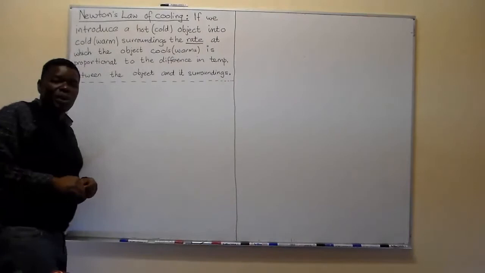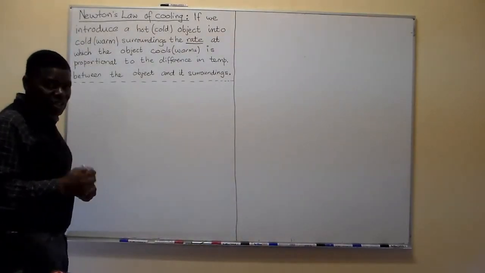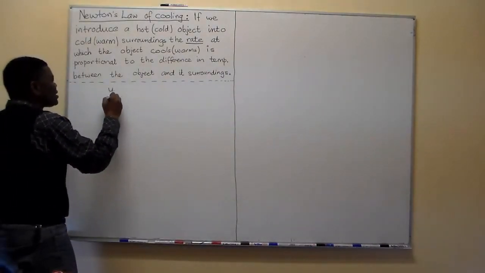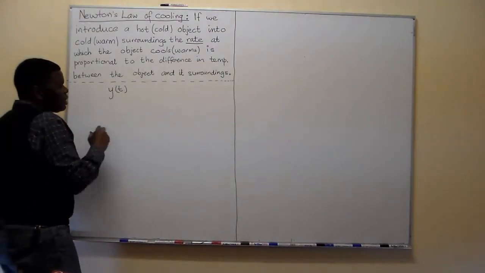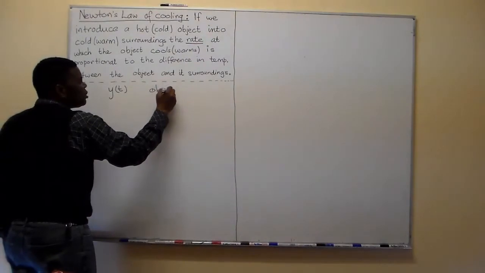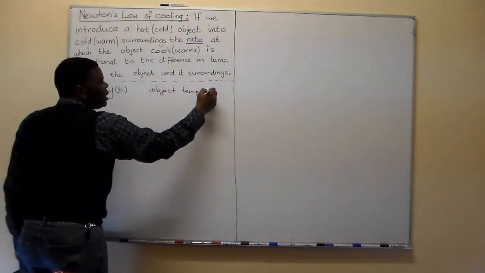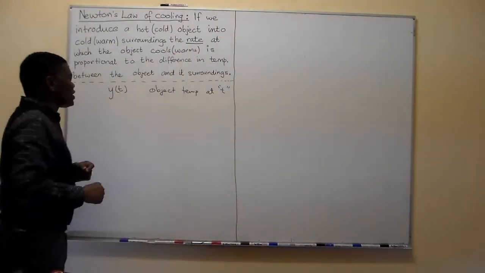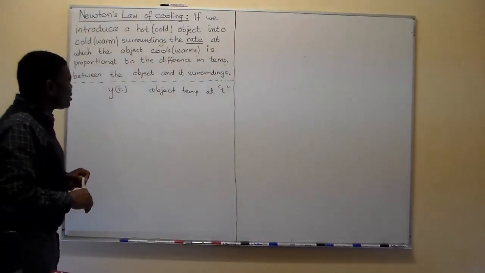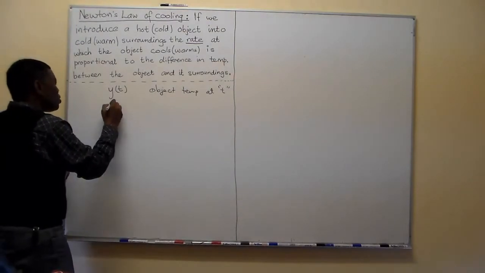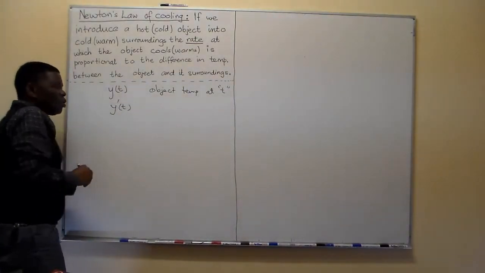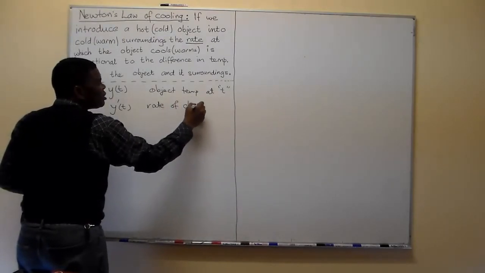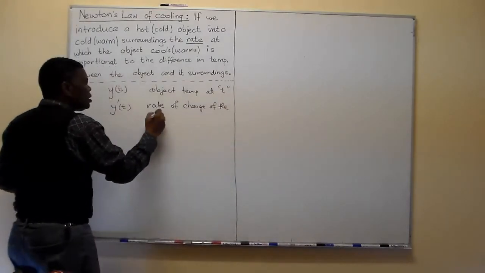Once we talk rate, we know that we're talking about differentiation. In this case, if we decide to describe the temperature of this body via a function of time, let's say y of t, this will be the object temperature at time t. But in this case we're talking about the rate of change of this temperature as the object cools down. Then we're talking of y prime of t, which is our rate of change of the temperature.